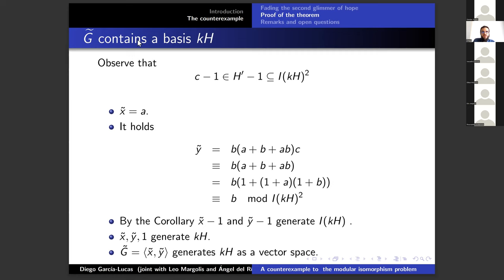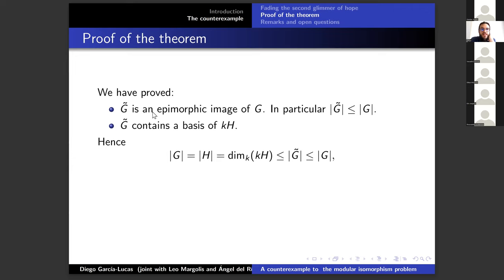is almost done, since we have proved that G tilde is an isomorphic image of G. So in particular, the order of G tilde cannot exceed the order of G. So we have this inequality here. On the other hand, G tilde contains a basis of KH. So we have this inequality here. On the other hand, the dimension of KH as a K algebra is by definition the order of H, which was the order of G. So all these inequalities must be equalities.